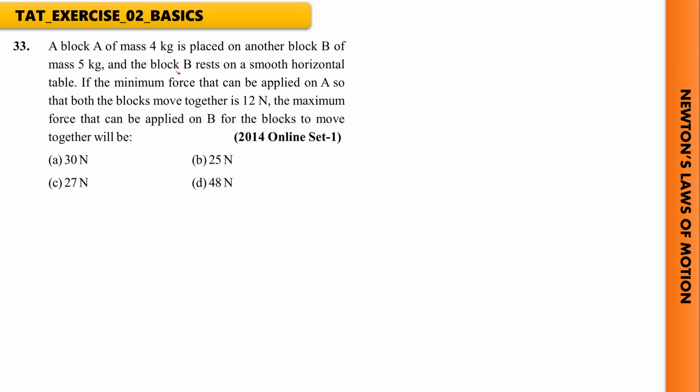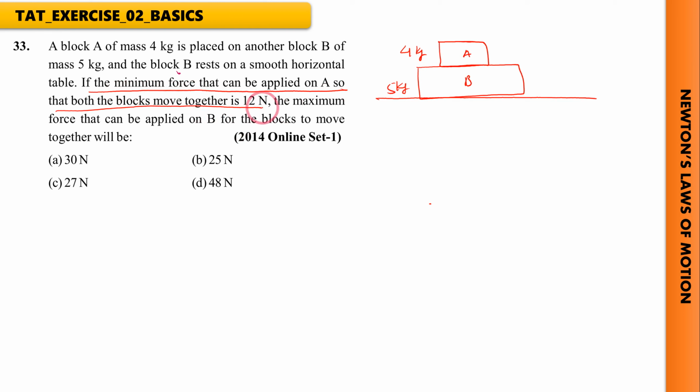See the answer. So in this question, there are two blocks given. Block A is above the block B. This is B and this is A. Right. 4 kg given and 5 kg given. There is no friction between B and the table, and there is some friction between A and B. The question also says, means there is a correction in this line. This question is not like this.